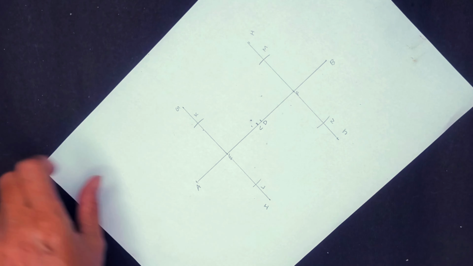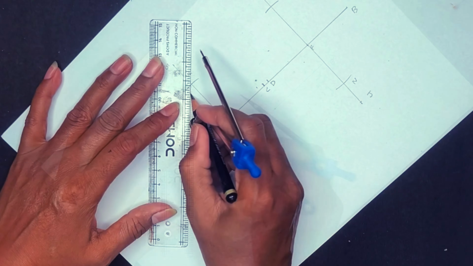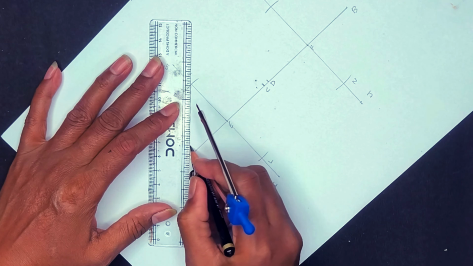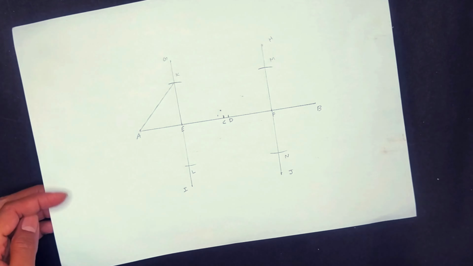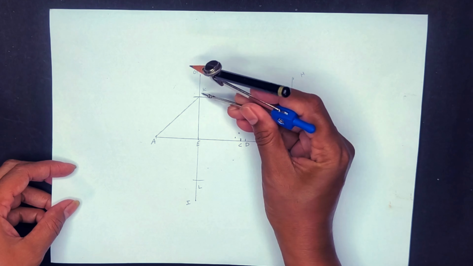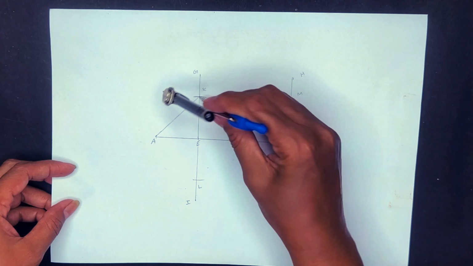Now join point A and K, measure the distance. Now measure the distance of AK with the help of compass.